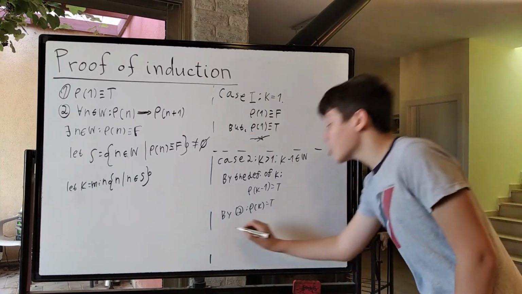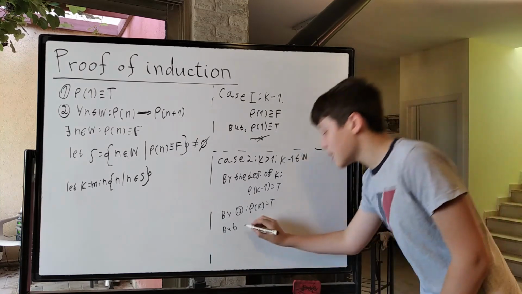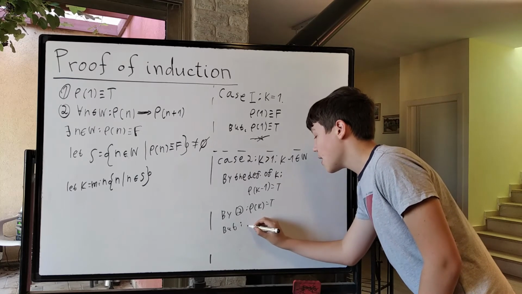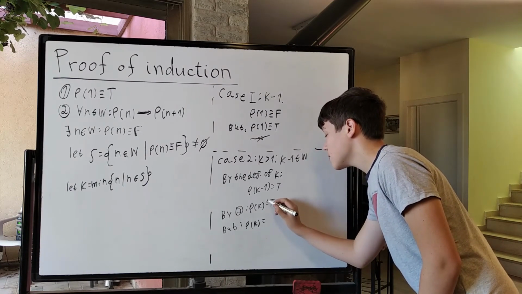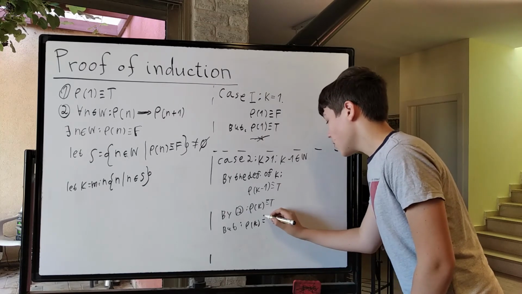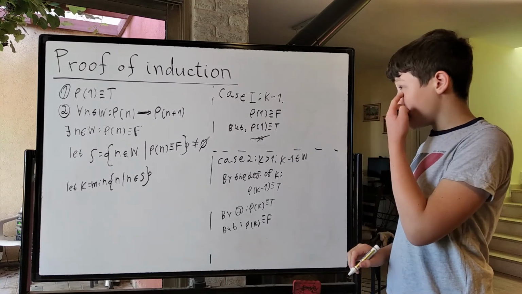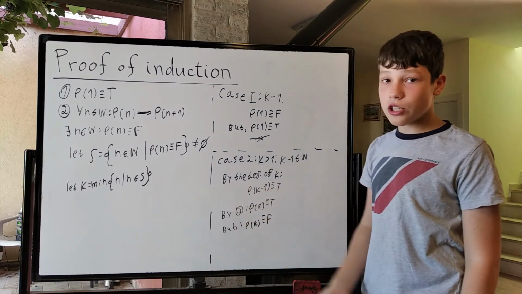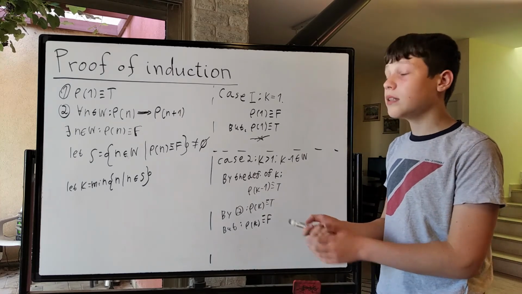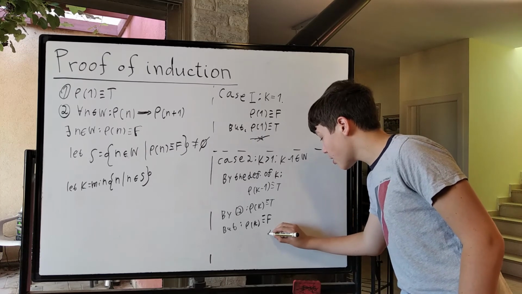But that's another contradiction, because we assumed in this case that P of k is false, just because by definition of k it is a part of S again, so P of k must be false. So we get another contradiction.